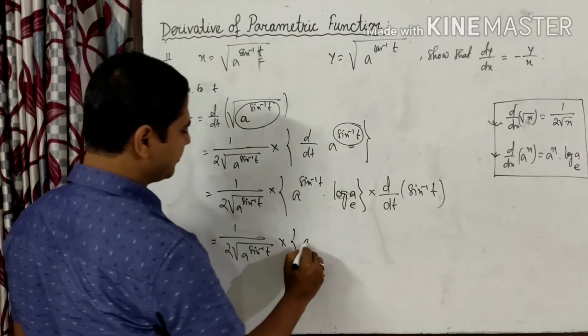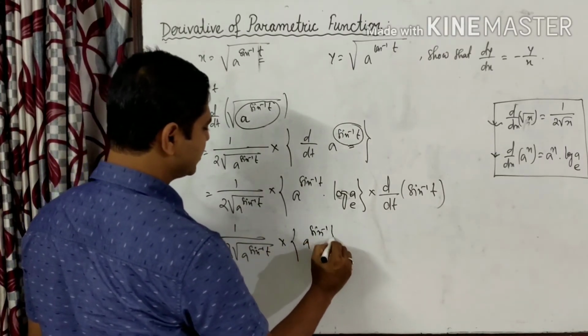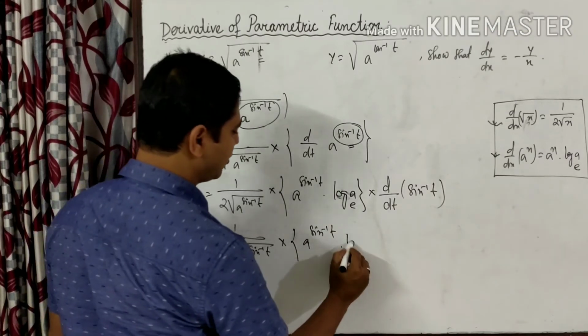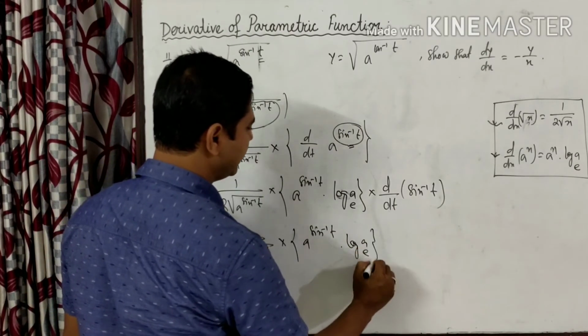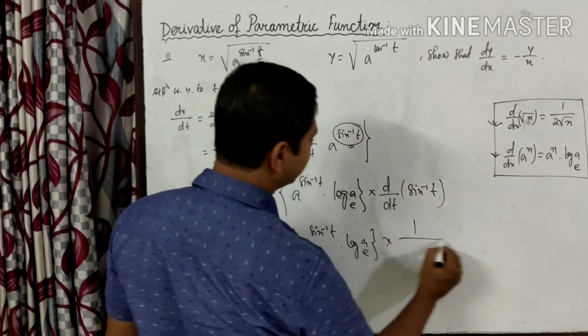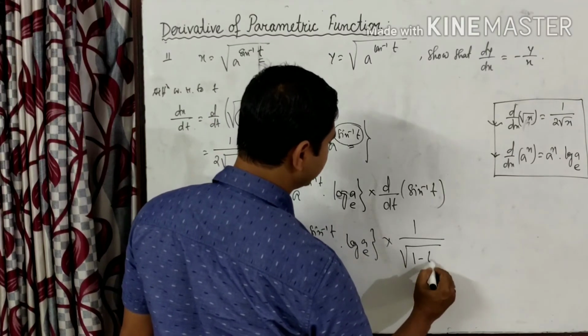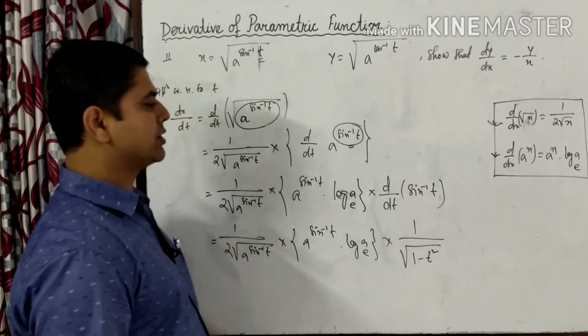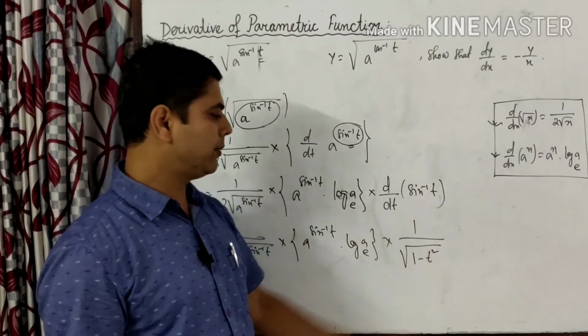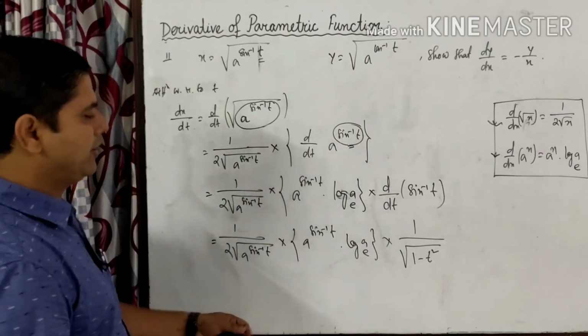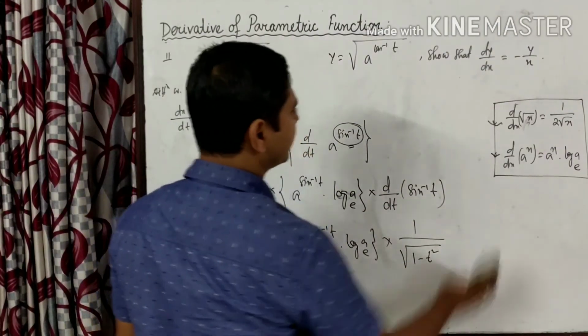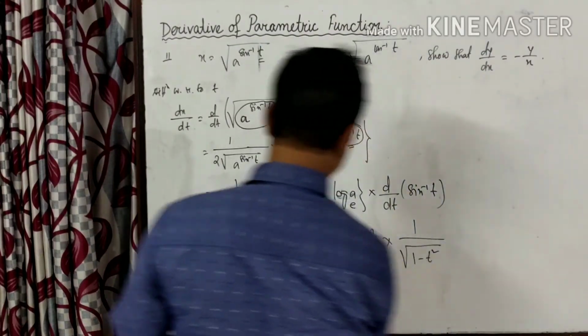sine inverse of t into log of a base e, and one more thing you get, 1 by root over 1 minus t square, since d/dx of sine inverse of x is 1 by root over 1 minus x square. You have this part. Okay, now next part you can write like that.